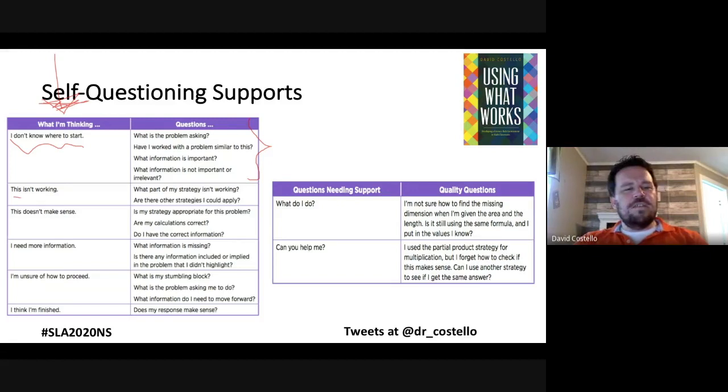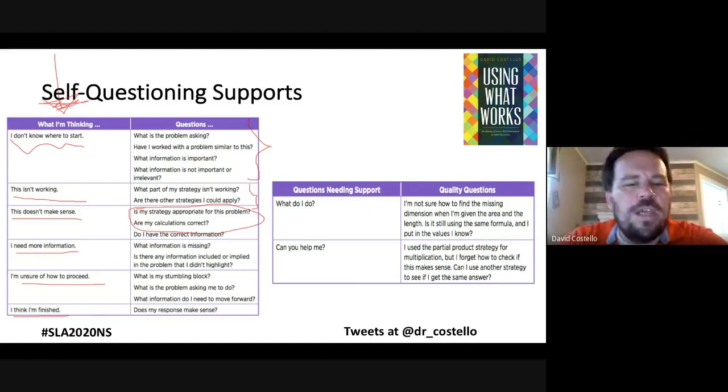If the student is in the stumbling block of this isn't working or my strategy isn't working, these are two questions they can ask themselves to help get out of that stumbling block. Or this one, this doesn't make sense. Here are some questions. Or I need more information. Or I'm unsure of how to proceed. Or I think I am finished. Instead of having those stumbling blocks as prompts, we can look to the right side and see these self-question stems that can put the learning back onto the student instead of the teacher doing it. What are your thoughts?